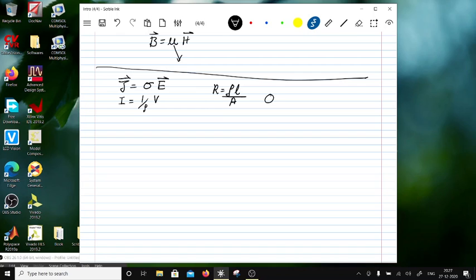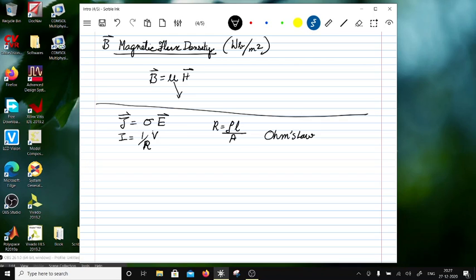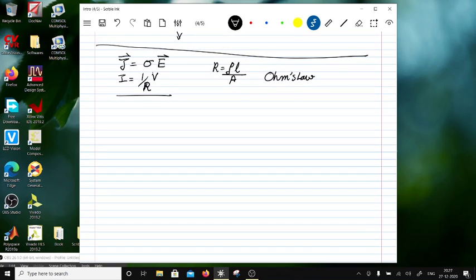So this is Ohm's law. This is not a vector quantity. We will just take scalar quantities here. So V is equal to IR, right? Okay, so this is Ohm's law. So when I take J equal to sigma E, that's Ohm's law.